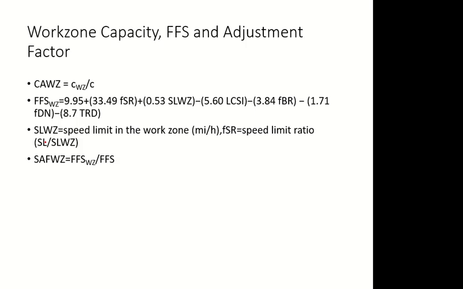Once you find out the free flow speed in the work zone, like we did for capacity, we'll take the ratio. So the free flow speed of the work zone from this equation, and the free flow speed of the highway itself. You can do the spot speed study for that.